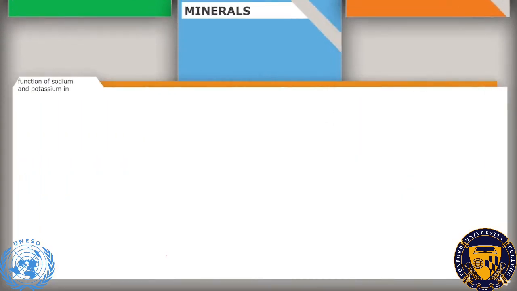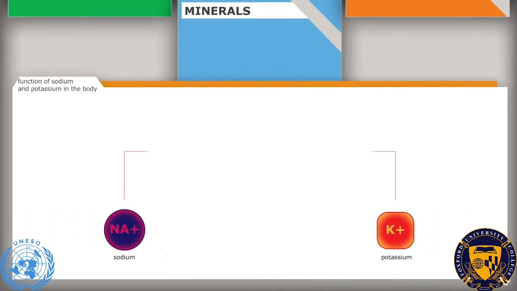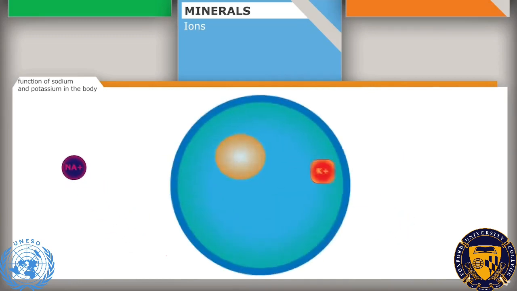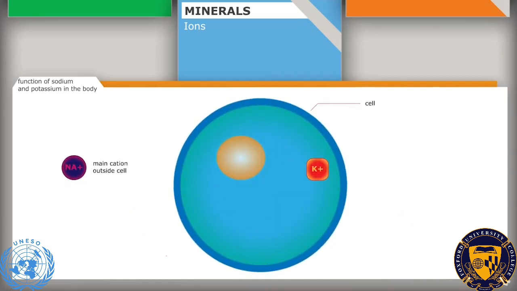Function of sodium and potassium in the body. Sodium and potassium are ions. Ions are defined as molecules that carry a positive or negative charge. More specifically, sodium and potassium are cations, which means that they carry a positive charge. Sodium is the main cation outside cells, whereas potassium is the main cation inside cells.